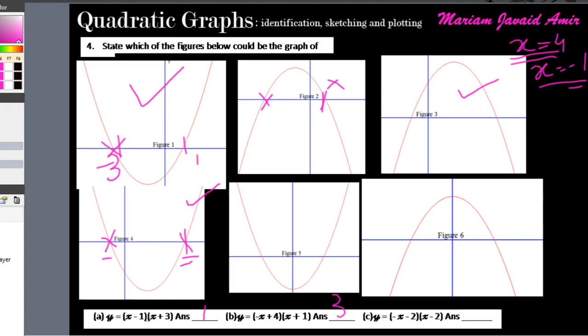And then for part C, again it will be an inverted U graph because of -x square, and then the two roots are x equals -2 and x equals 2. So an inverted U graph which cuts the x-axis at 2 and -2. So this would be it. So symmetrical graph, same weightage to the positive x-axis side and the negative x-axis side. So the answer for part C is 6.